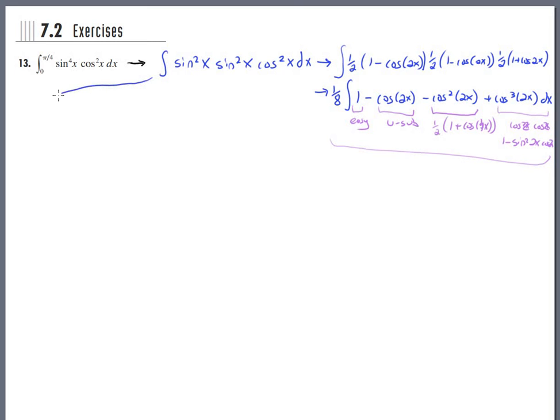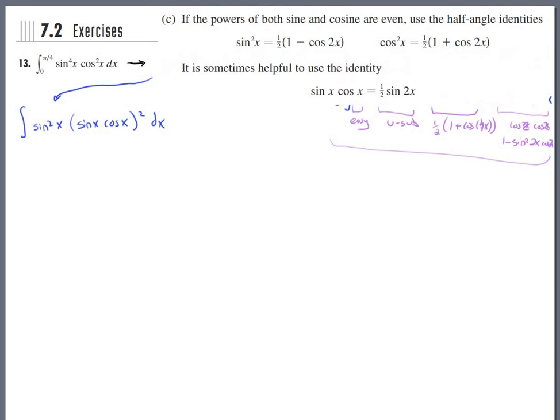So the other direction starts with that same first breakdown, but then look at the second and third factors, these two right here. So I'm not going to touch that first sine squared, but the second two I can look at as sine x times cosine x squared dx. And then we go back and remember there, it is sometimes helpful to use this identity. Sine x times cosine x equals 1/2 sine of 2x. So I'm going to use that right here.